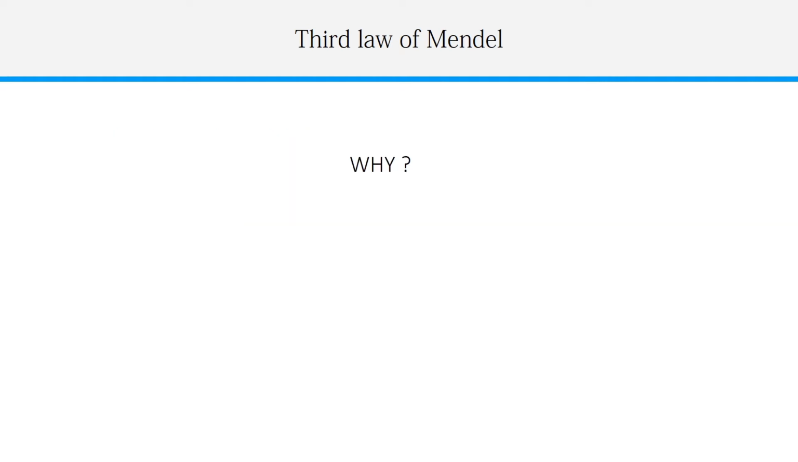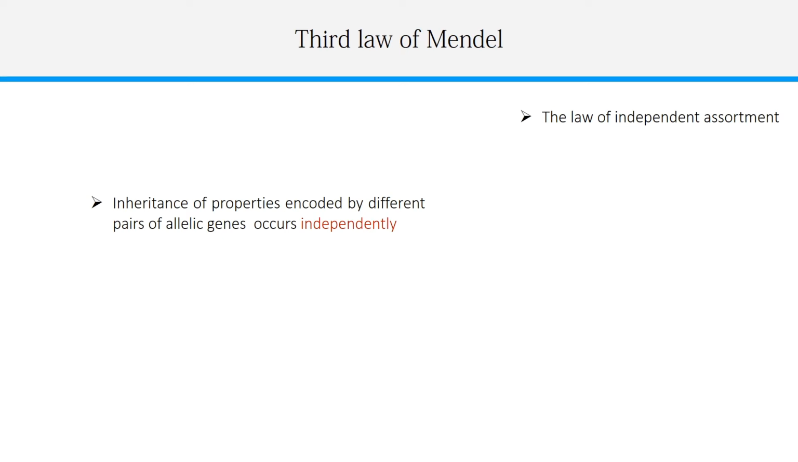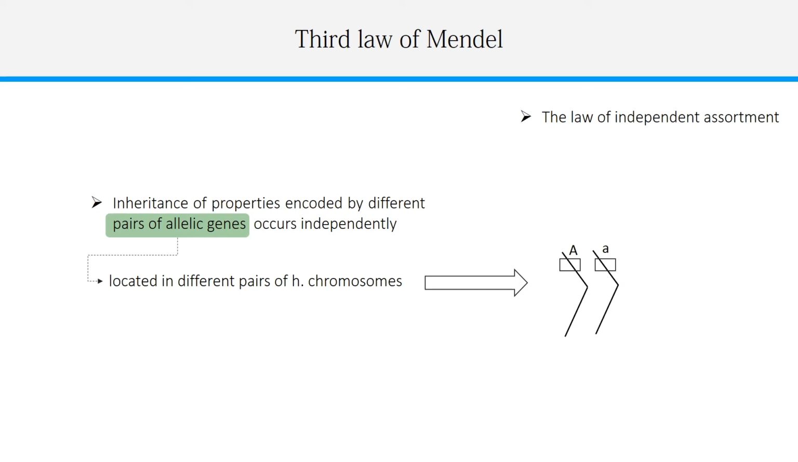And the next immediate question: why is it so? The third law of Mendel, or the law of independent assortment, tells us that inheritance of the properties encoded by different pairs of allelic genes occurs independently. But this happens only if these pairs of allelic genes are located in different pairs of homologous chromosomes. For example, here you see one pair of allelic genes located in one pair of homologous chromosomes, and here is another pair of allelic genes located in a totally different pair of homologous chromosomes.